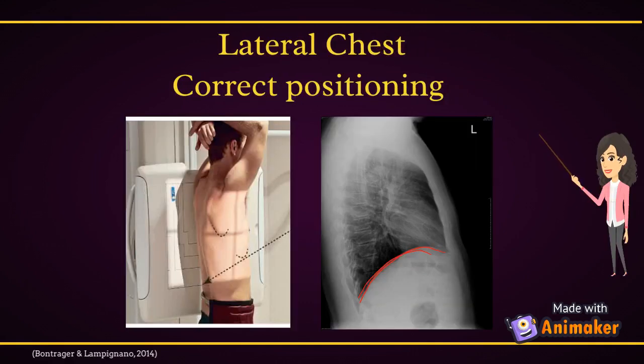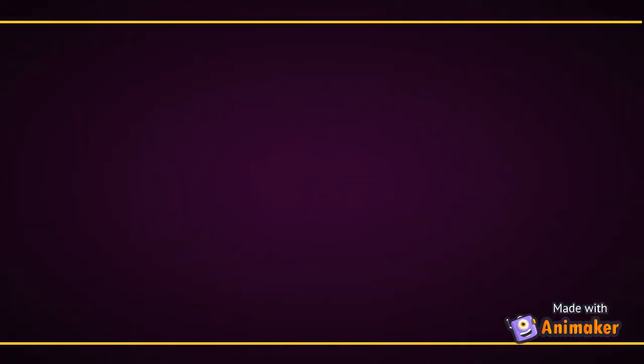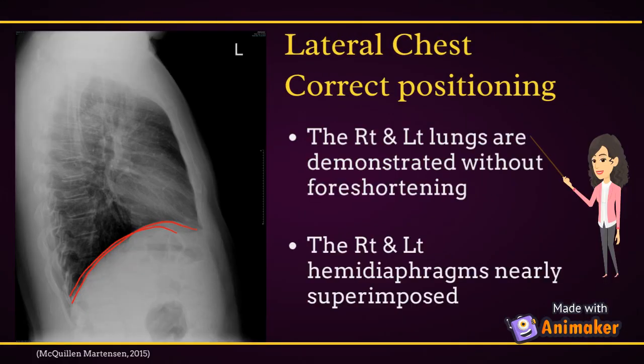Proper patient positioning in lateral chest projection without tilt requires the mid-coronal plane to be perpendicular to the image receptor. This will bring the mid-sagittal plane parallel with the image receptor plane. This positioning will demonstrate superimposed bilateral lungs without foreshortening, with nearly superimposed hemidiaphragms.